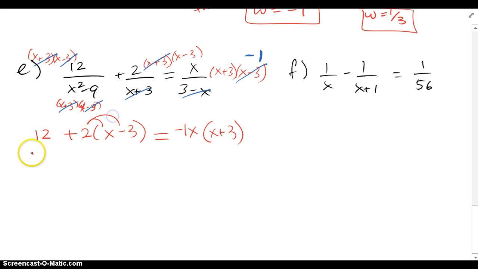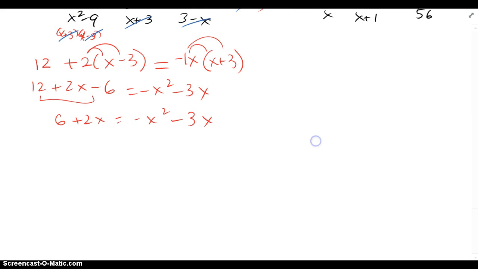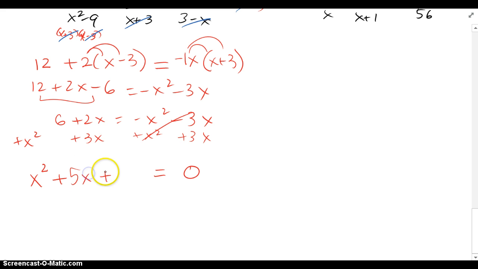Let's clean these guys up and distribute. 12 plus 2x minus 6 equals -x squared minus 3x. Combine like terms, that's 6 plus 2x equals -x squared minus 3x. Now since I like my leading coefficient to be positive, it makes it easier for me. I'm going to move everybody to the left and add appropriately. So these guys are gone. I have 0 equals x squared plus, let's put it in descending order, 5x plus the 6 last. So that looks pretty good.